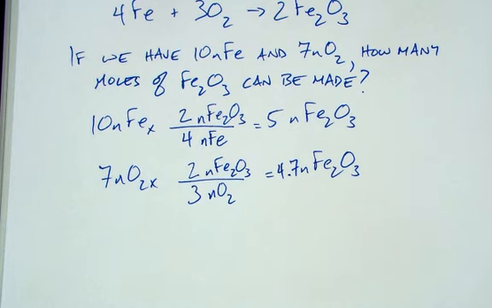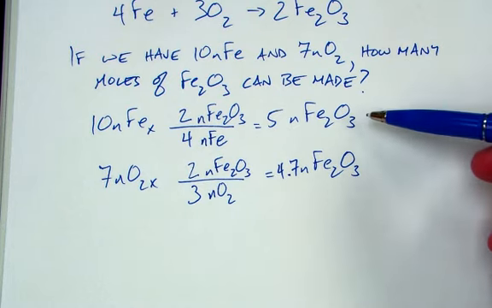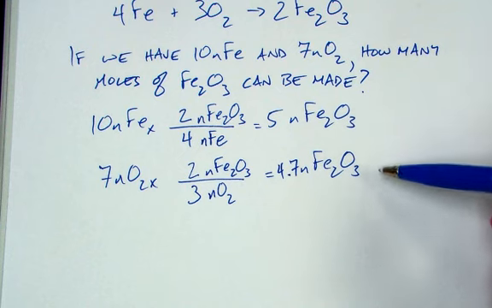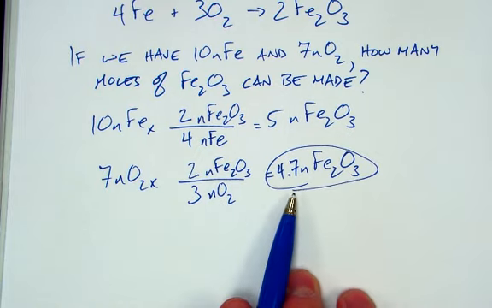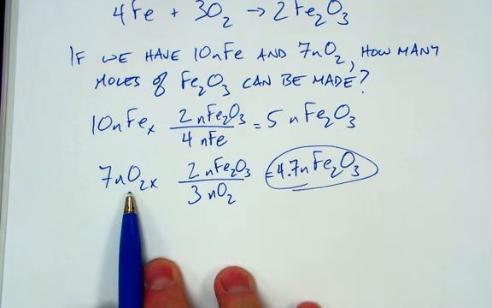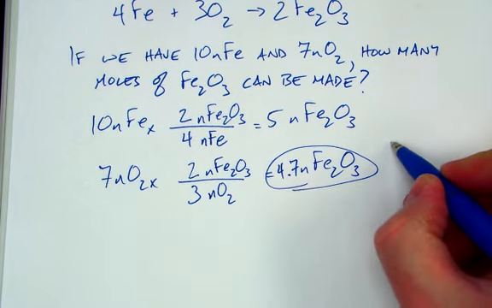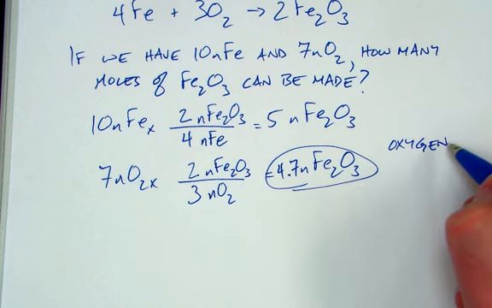Now, when we look at these two amounts of product, are we going to make the bigger amount of product or the smaller? Smaller amount of product, very good. So I'm just going to circle this to indicate that I'm going to make the smaller amount of product. And we're always going to make the smaller amount of product because in this case, the oxygen will run out first. So even though it didn't ask us, we can go ahead and list this and say oxygen is the limiting reactant.